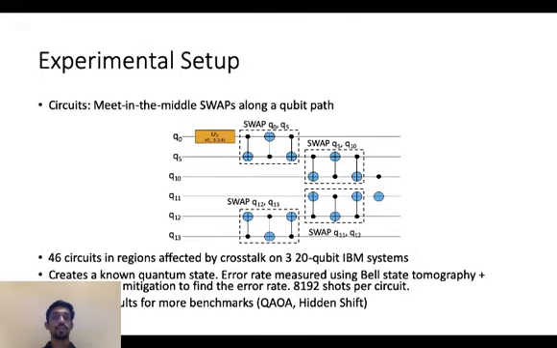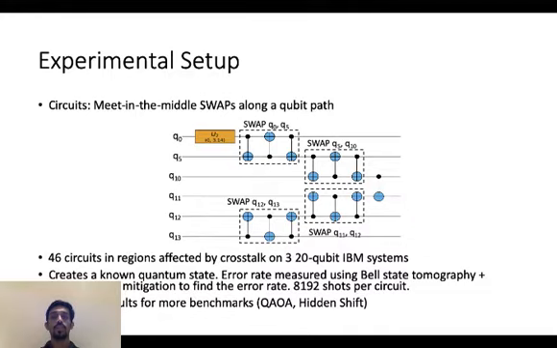So we use three kinds of circuits: swap circuits, QAOA, and hidden shift. Here I'll show you the results for the swap circuits, and you can find more results for the other benchmarks in the paper. So swaps are a fundamental communication primitive in superconducting systems, and circuits like the one shown here are actually part of most quantum programs after they've been mapped onto the hardware. They're typically inserted automatically by the compiler.